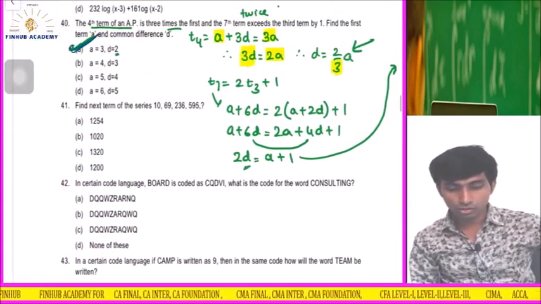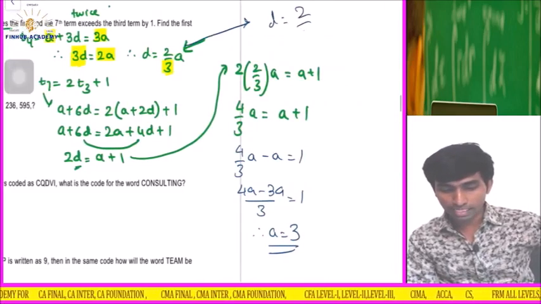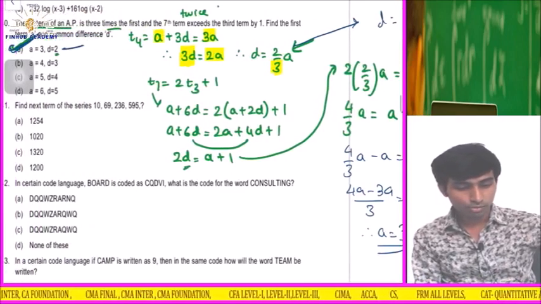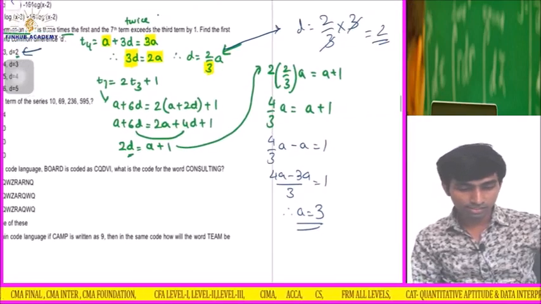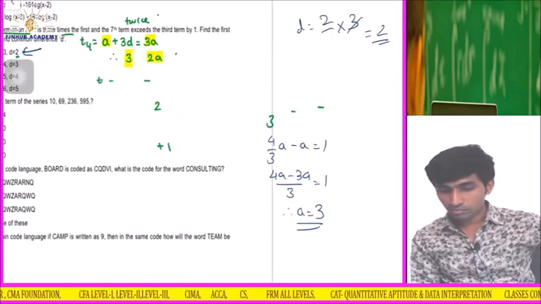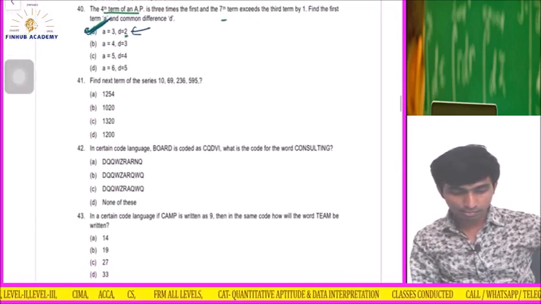If A is 3, then D is equal to how much? 2 by 3 into 3. Answer is 2. Satisfied with the equation. Understood? So there was a small mistake. You can copy this. Pause and copy if you want. Let's move ahead. We are moving towards the LR part, logical reasoning. Let's move.